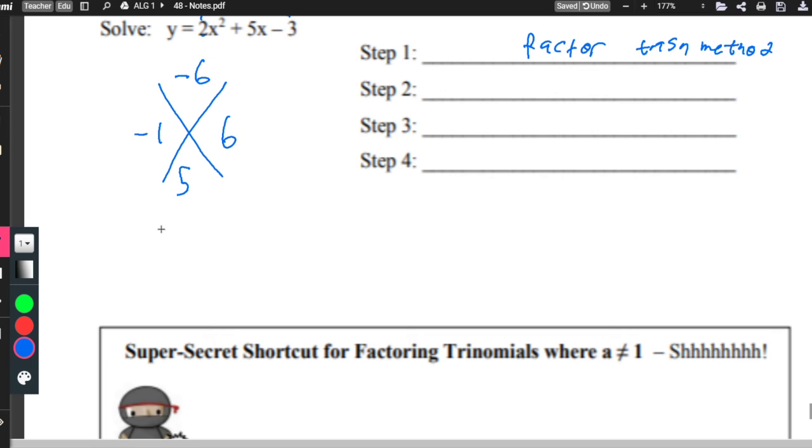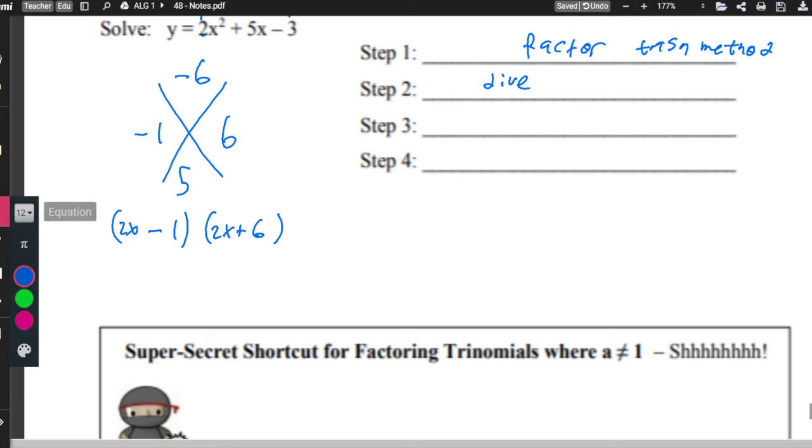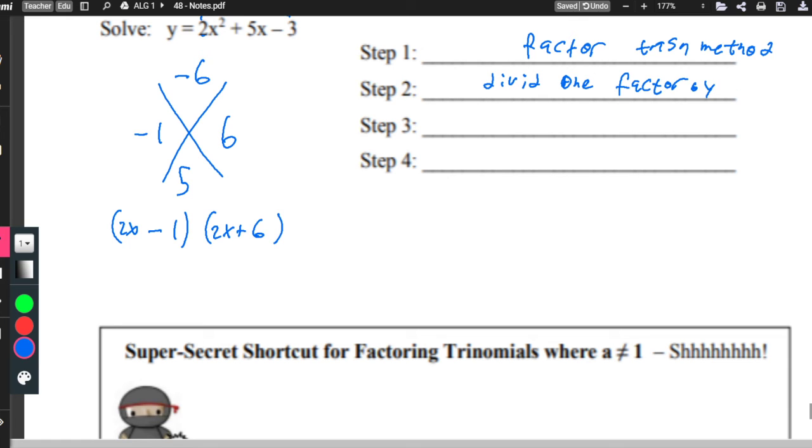So we have -1 and then +6, but because we have that term in the front, we have to write 2x minus 1 and then 2x plus 6. So once we're here, we need to divide one of the terms by our first term. Divide one factor by our a term or our first term.